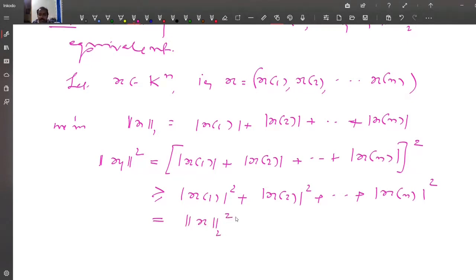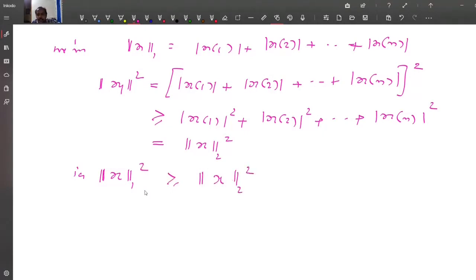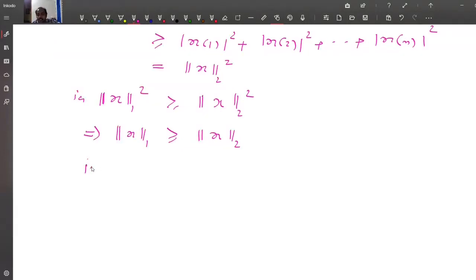square, that is, 1 norm of x square is greater than or equal to 2 norm of x square. Both are positive, so this implies 1 norm of x greater than or equal to 2 norm of x. That is, 2 norm of x less than or equal to 1 norm of x. Take this as equation 1.